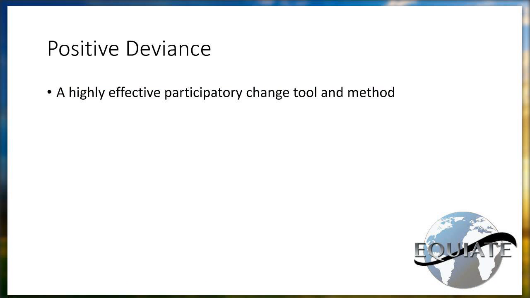But positive deviance is more. It's not just about identifying and understanding outliers. It is also a highly effective participatory change tool and method. It has been applied successfully to address issues as divergent and difficult as female circumcision, hospital infections, girl soldiers, human trafficking, and infant mortality.